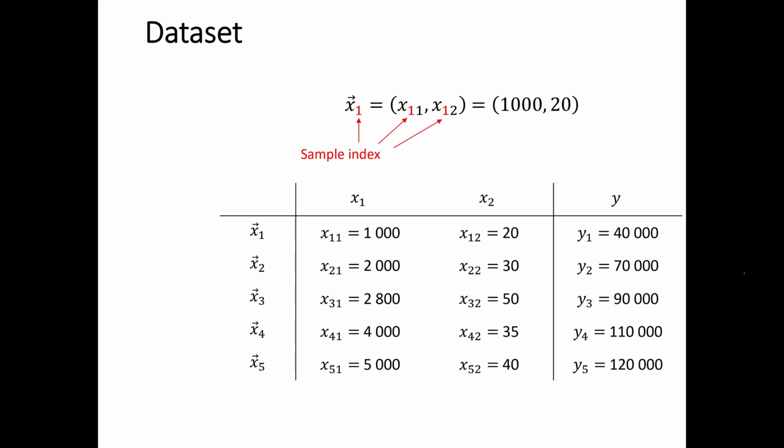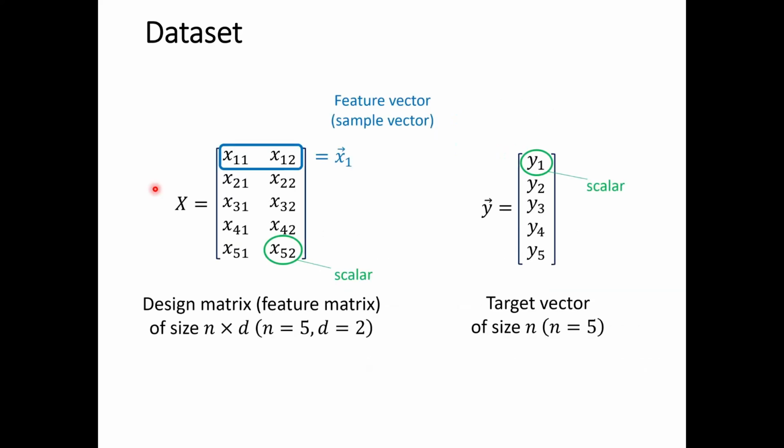The index of the feature vector and the first index of x is the same, 1. The second indexes of x are 1 and 2. These are feature indexes. The dataset is usually represented in the form of a design matrix or feature matrix of size n by d. In our example, n equals 5 and d equals 2. One row of such a matrix is a feature vector and has a designation, for example, x vector sub 1.